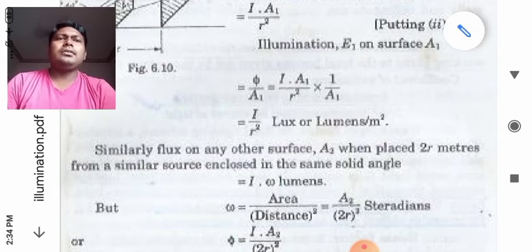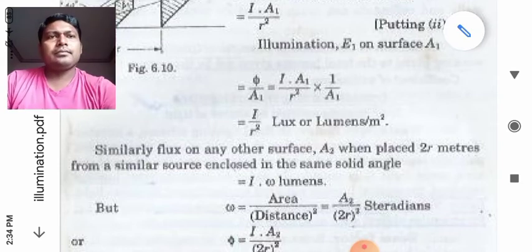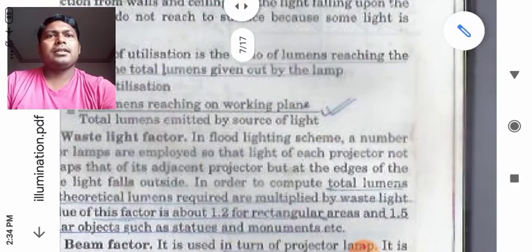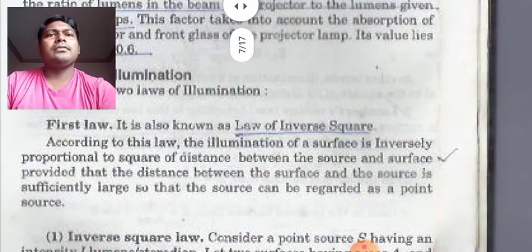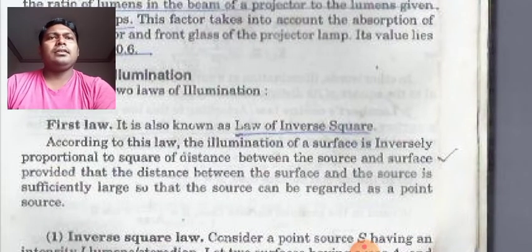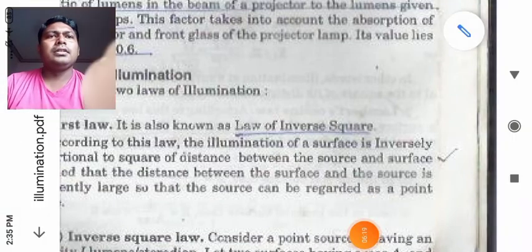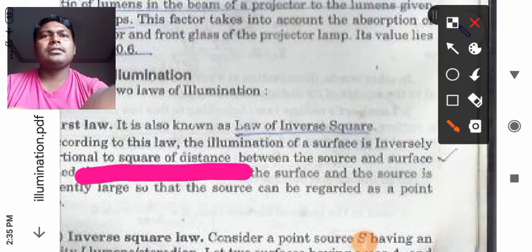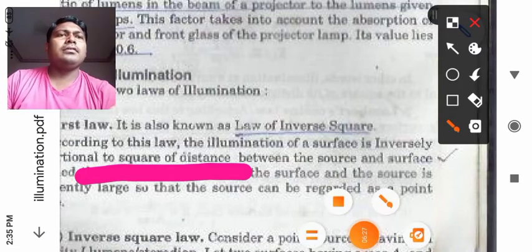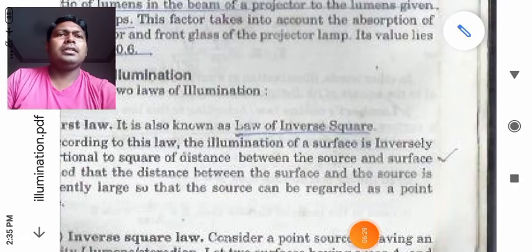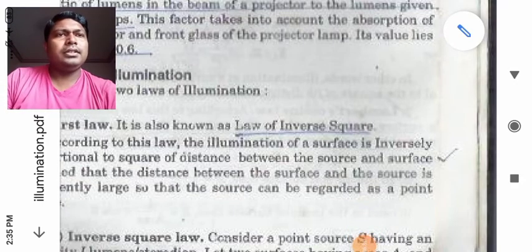Now omega is equal to area divided by distance square, according to the formula which we have already stated, from the law of inverse square. Right here, according to this law, illumination of a surface is inversely proportional to the square of the distance. So from here only we have got that it is inversely proportional to the distance.